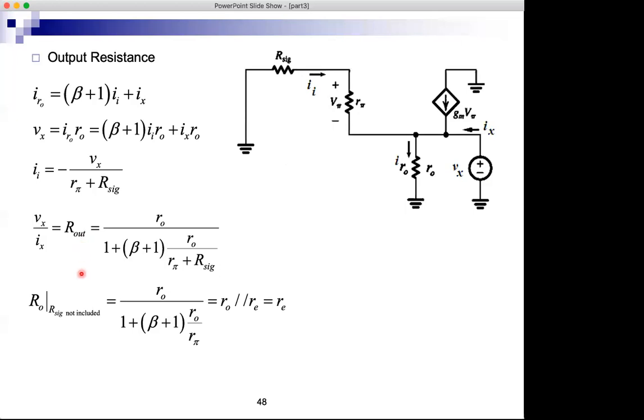If after the output resistance of the amplifier, I don't include R sig, I just set the input to 0 and I calculate RO. So this is something that we talked about previously. When we're calculating output resistance, in some circuits, we may need to calculate 2 output resistances. This is the actual output resistance of the amplifier. This is the real one.